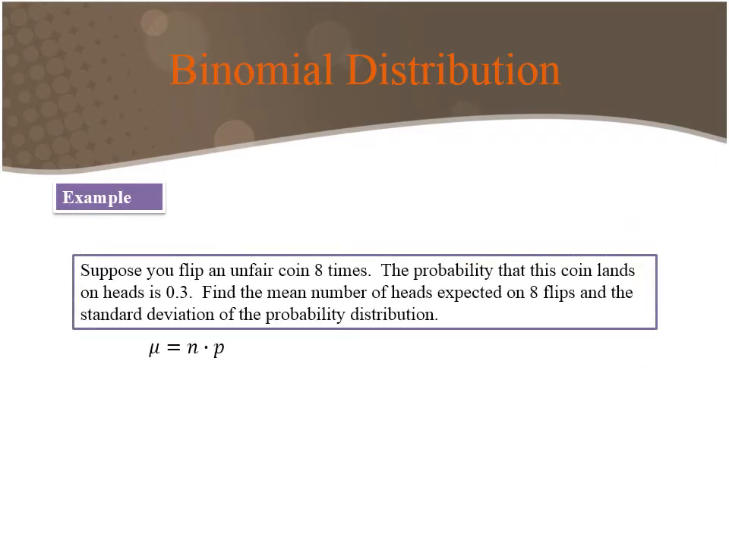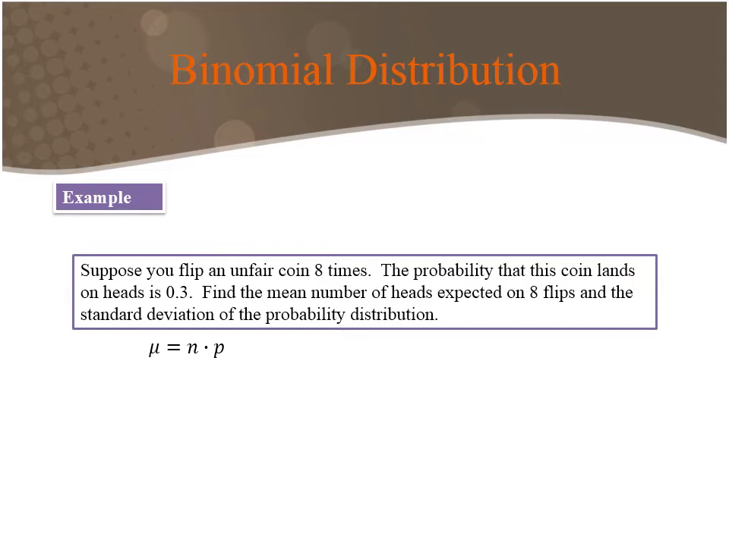So let's look at an example. Suppose we flip an unfair coin 8 times. The probability that this coin lands on heads is 0.3. Find the mean number of heads expected on 8 flips and the standard deviation of the probability distribution.